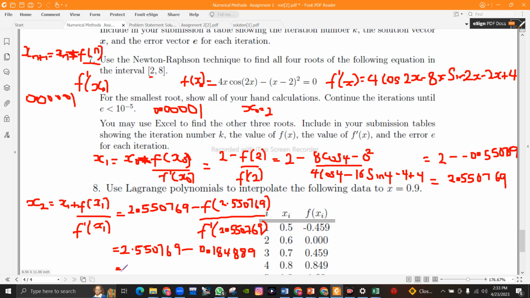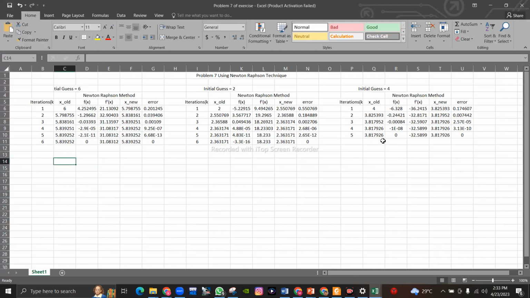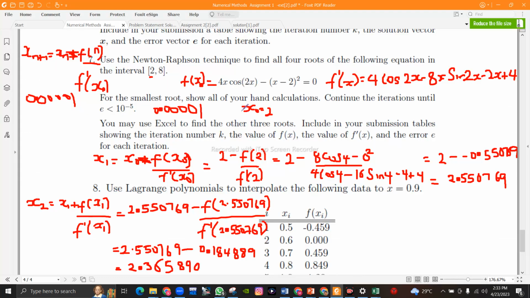minus 2.550769, that's 2.365890. So that's the answer. Let's check 2.36588, that means almost the same thing. There's an approximation somewhere, because this is a computer solving it. I know you're using a calculator, so that's that.